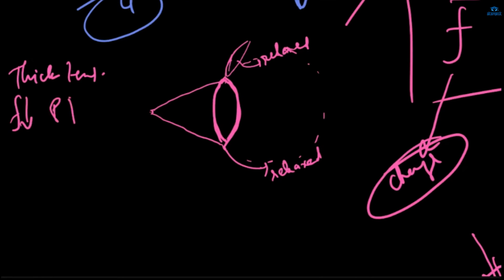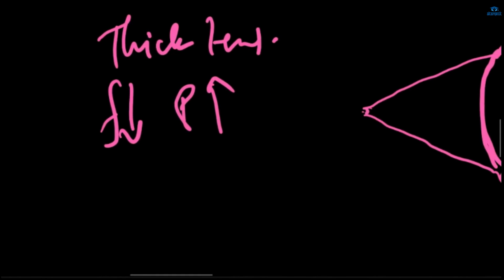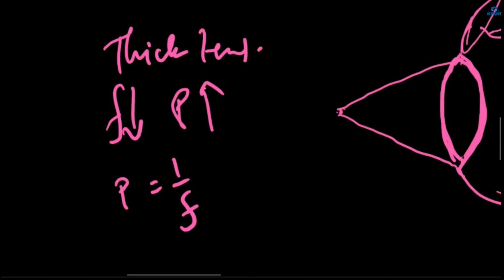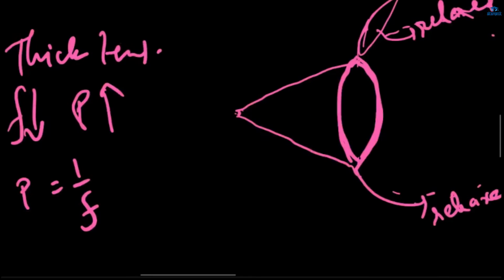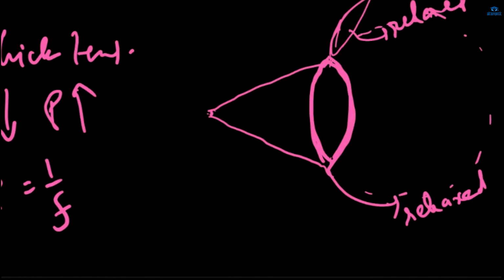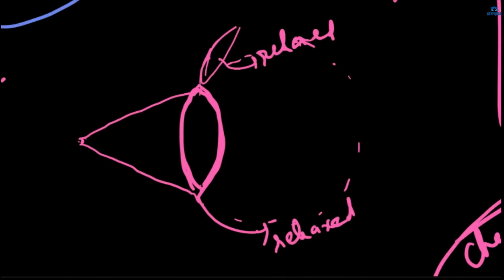Then only the power will be large. Why? Because the formula for power is 1 by f. They are inversely proportional to each other, right? If f is small, the power will be large, and the power has to be large because we have to see a nearby object. Diverted light is coming, so what will the lens have to become?